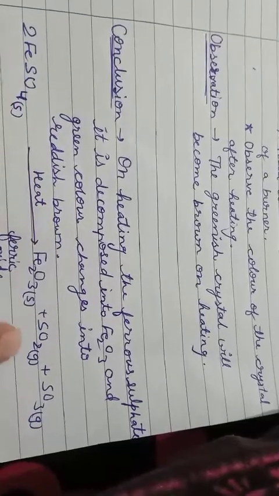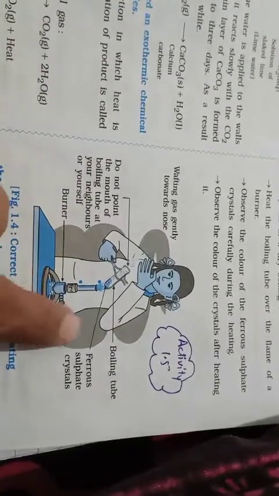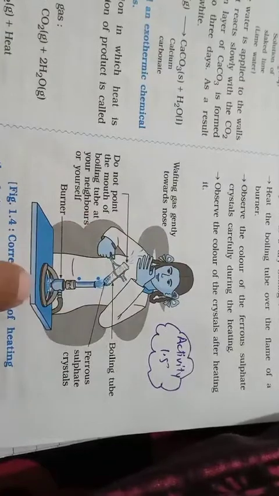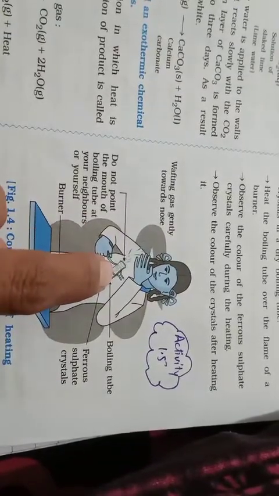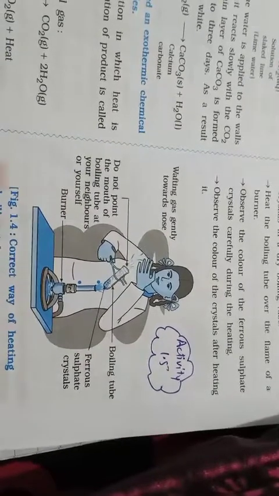So, this is the chemical reaction and here is the diagram. You will draw only this diagram. No need to draw this girl. You have to draw only the burner, the test tube and the tongs. Only this diagram will be sufficient for this activity.